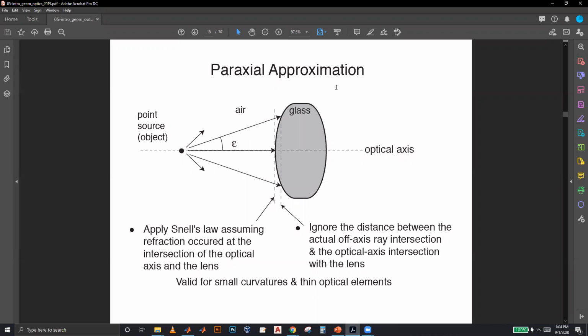Next, in the paraxial approximation, if we assume these angles are very small, it means that the distance between the ray which is hitting the curved surface at this point and the ray which is hitting the curved surface at this point is also very small. So it is okay to neglect this small distance, basically.